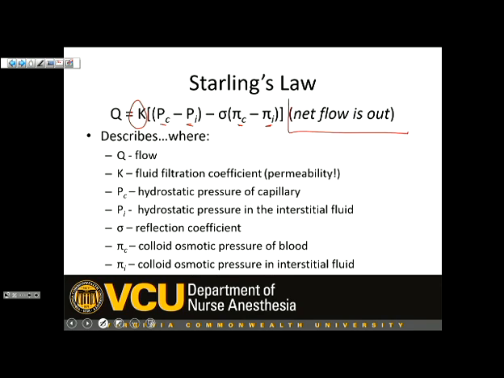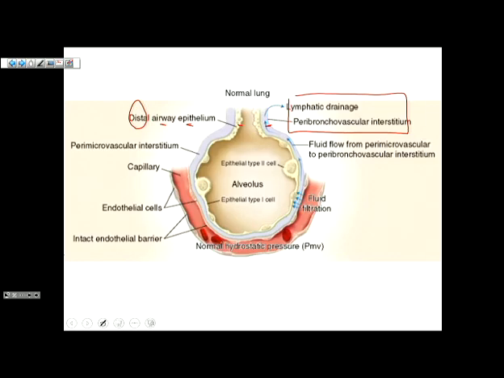this issue here. At baseline, healthy folks will have relatively small, but the net flow is going to be where? From the capillary into the interstitial fluid space, and where does that go? Into the lymphatics. All right, again, opposing forces. So again, it's important to keep that in mind.